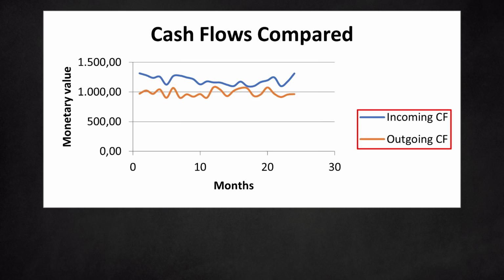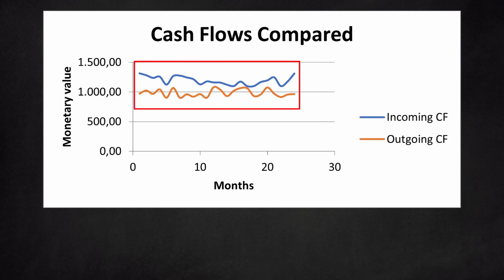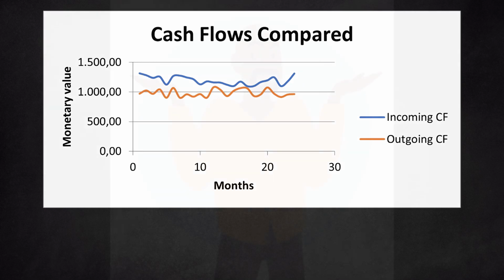In our example, the blue line represents the incoming cash flow. The orange line is the outgoing cash flow. As long as the blue line stays above the orange line, the farmer is in good financial shape. The distance between the lines is an indicator of financial strength. The wider the gap, the better the chance the farmer will default on his financial obligations is small.